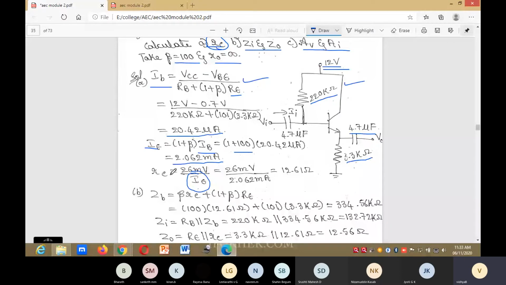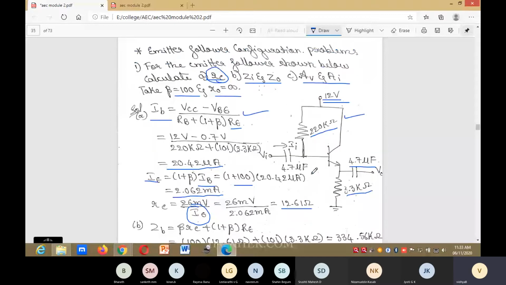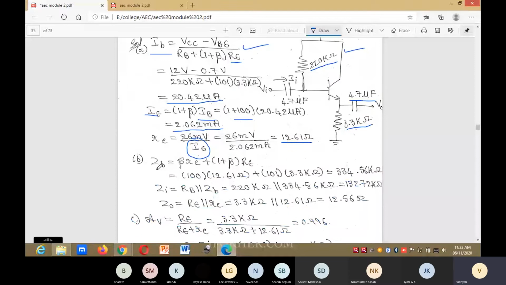So small re is equal to what? There is a standard formula: re is equal to 26 millivolts divided by IE. We know the value of IE. Substitute, you will get 12.61 ohm. This is the value of re. And next they have asked to find ZI and Z0.